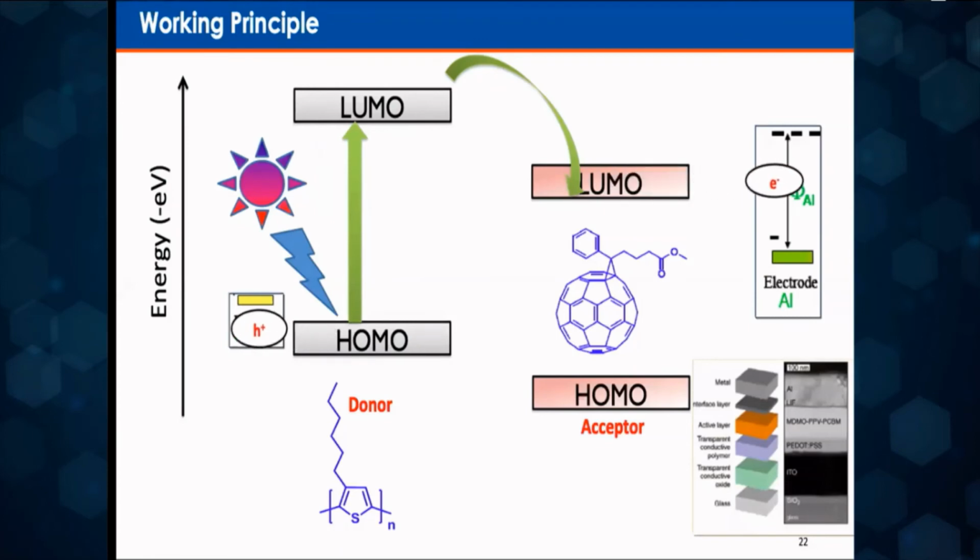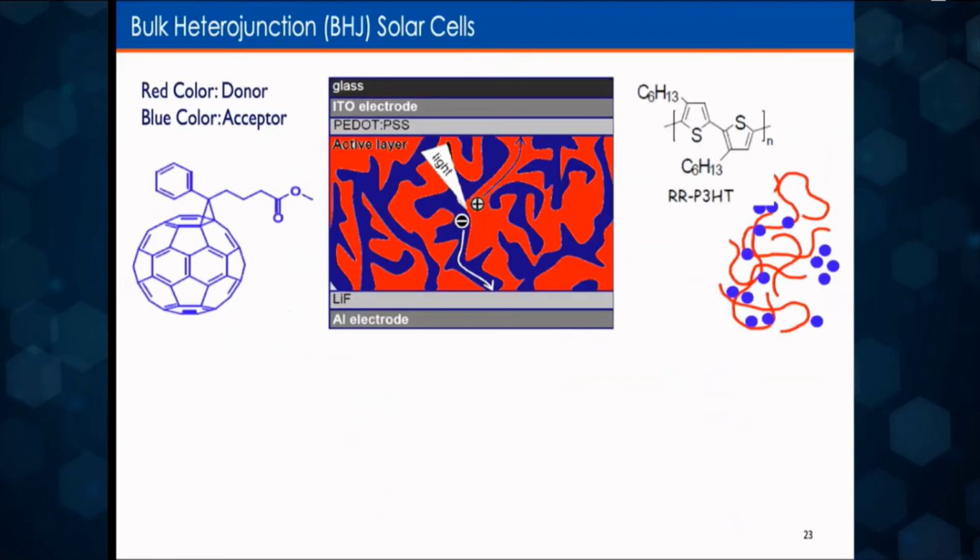By mixing these two semiconductors, something called bulk heterojunctions have been built, and people use this concept for making good solar cells. This is again a bulk heterojunction. The blue part is a fullerene and the red part is a polymer.